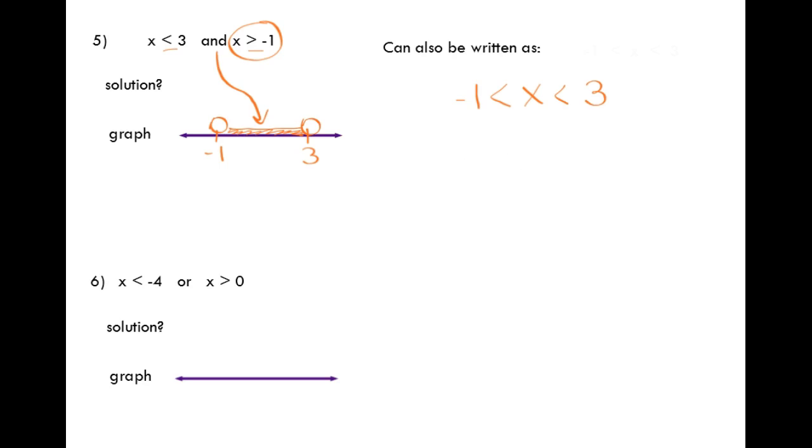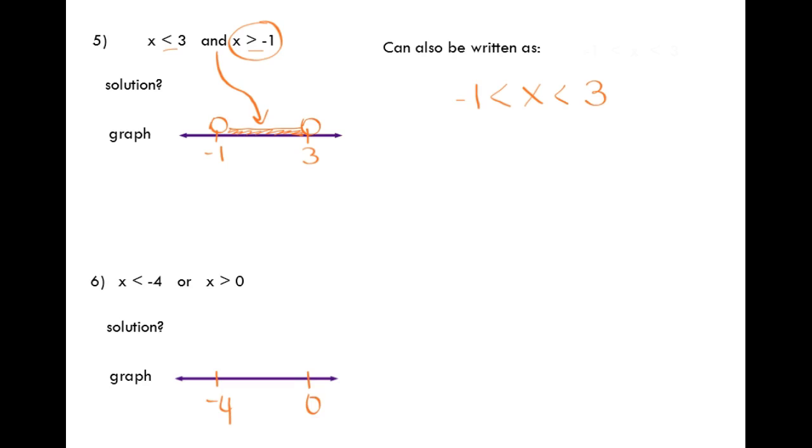So that would be the compound sentence. That is the same as saying "and" in between. All right, for number 6, we have an "or" statement, and it's x is less than -4. So I'm going to put a -4 right here. I'm going to put a 0 over here.